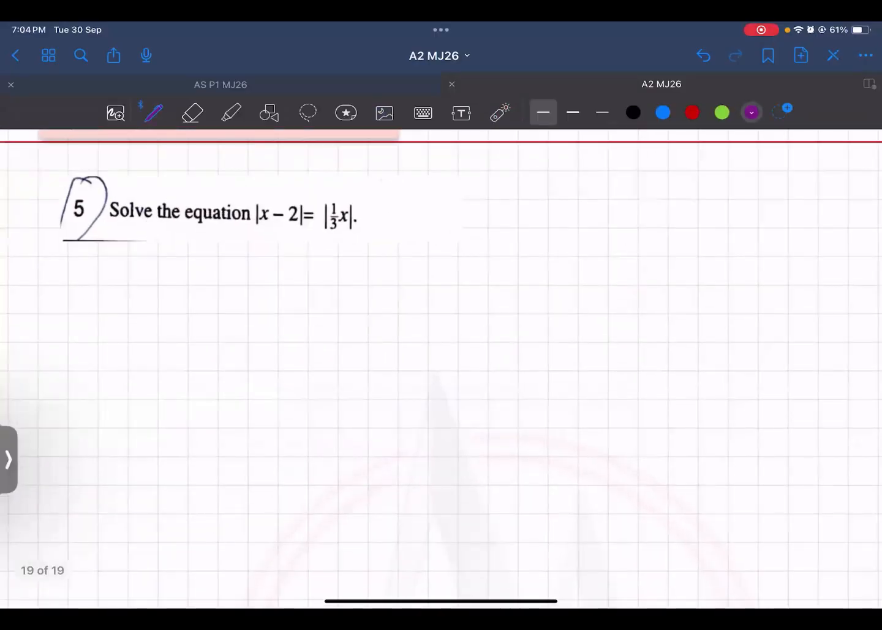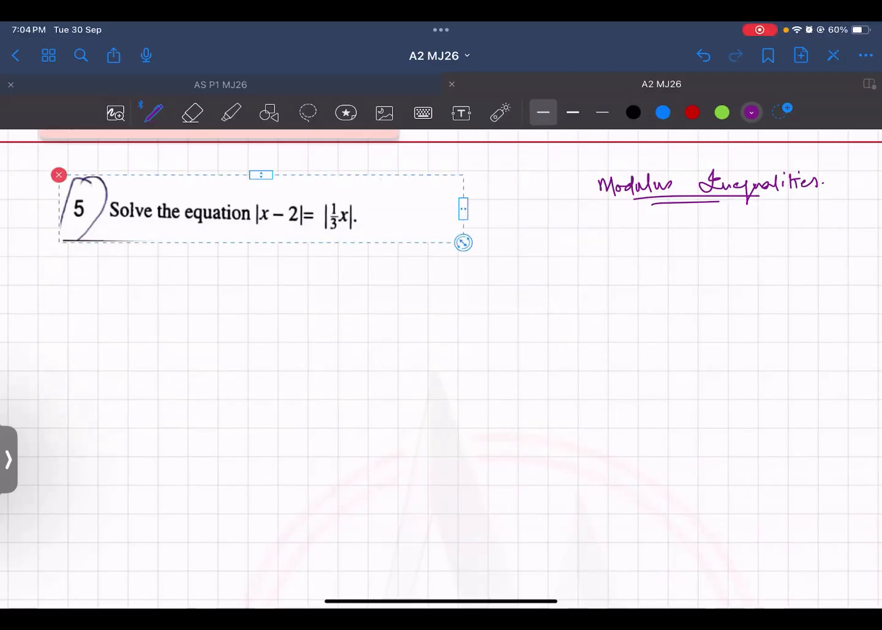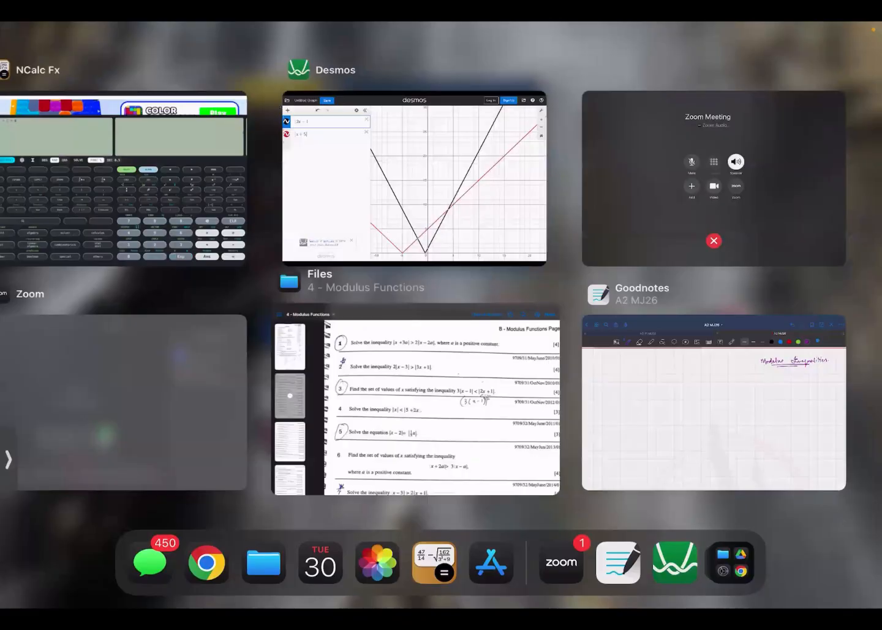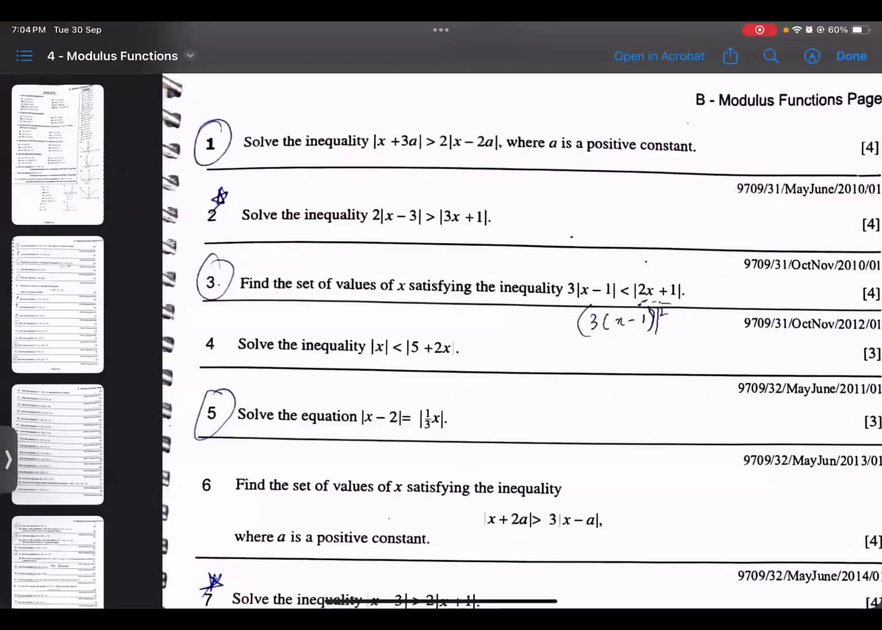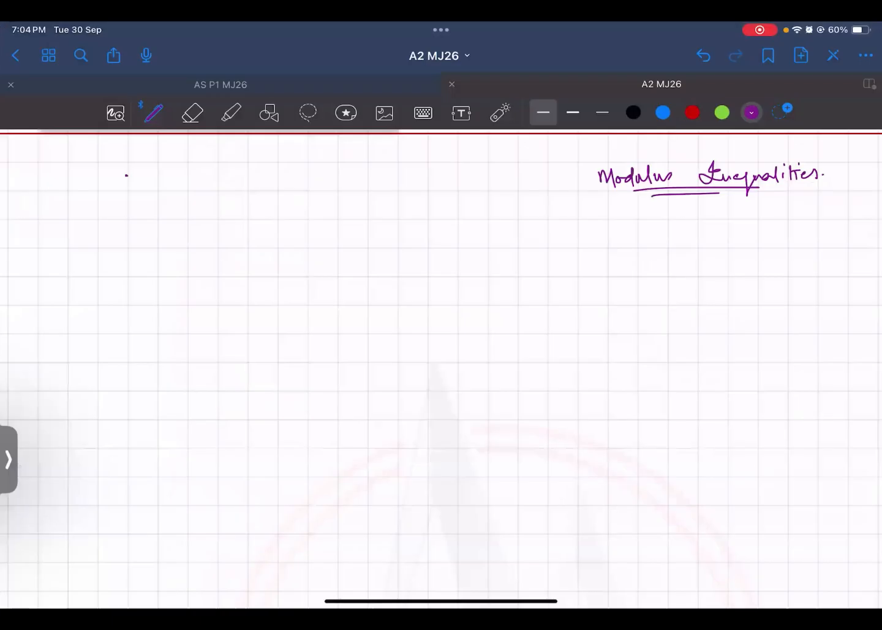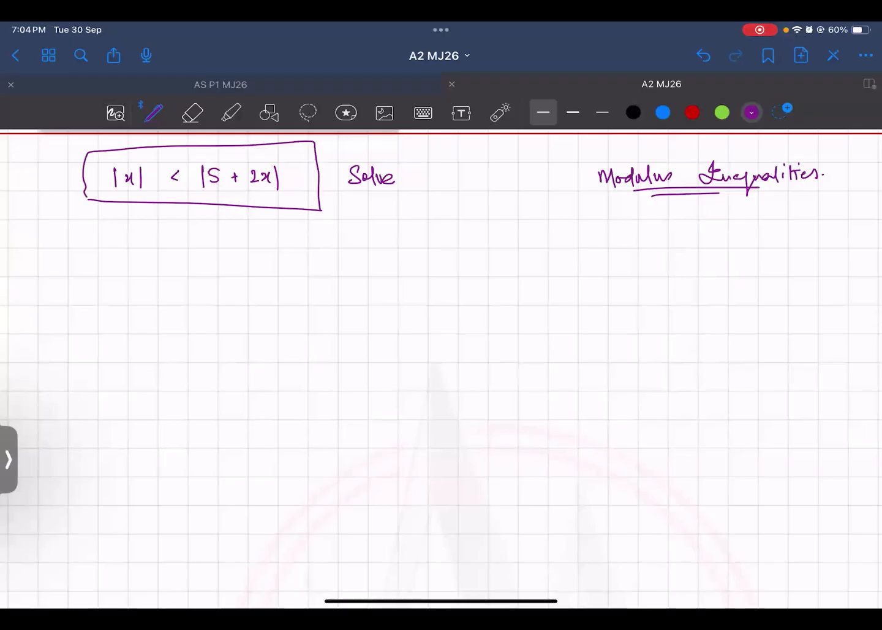Now this is a modulus inequality. Whatever the inequality is, I have brought in a modulus equation. Where is the inequality? Modulus of x less than modulus of 5 plus 2x. Solve, or find the set of values of x for which this holds. This is the question.